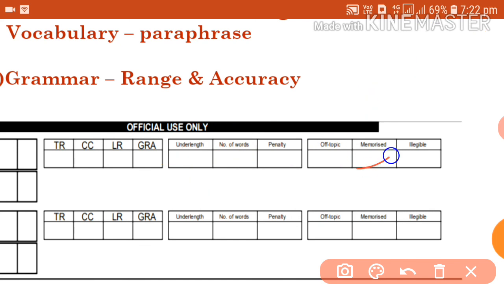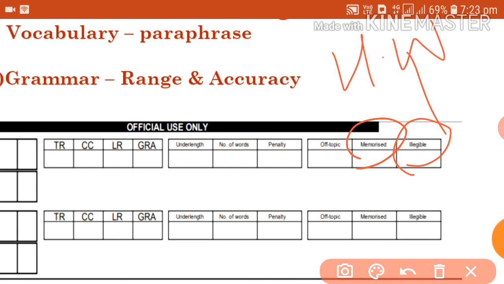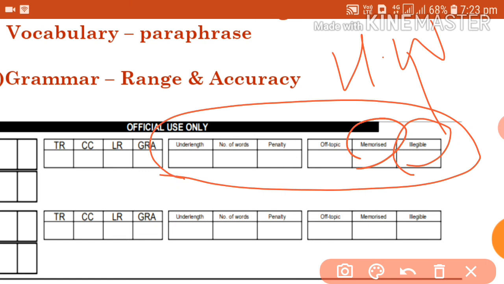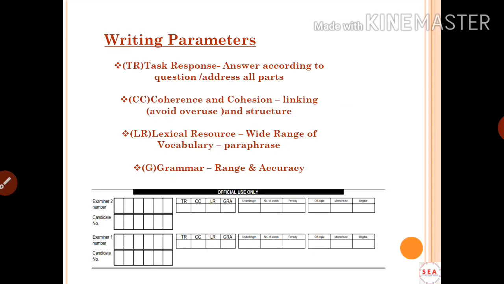Memorize. This is going on in some of the institutes. Some students are made to cram some kind of introductions, but examiners are trained to assess such kind of writing and they will penalize your writing for it. Illegible, it means your handwriting is not neat and clean and the examiner is having problems to read it. So apart from the 4 parameters above, you have to take into consideration these points also. So that completes the writing parameters.